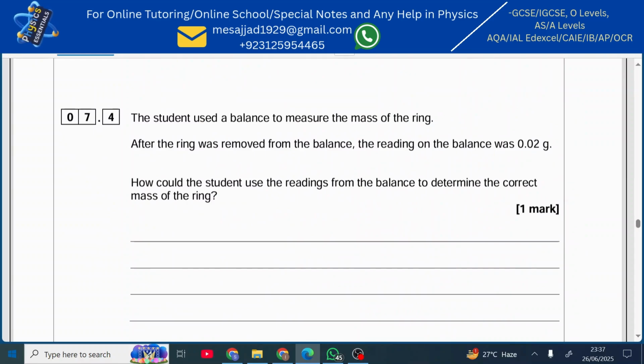The student used a balance to measure the mass of the ring. After the ring was removed from the balance, the reading on the balance was 0.02 grams. How could the student use the readings from the balance to determine the correct mass of the ring? If you have not placed anything and it is giving you 0.02, it means it is an additional mass which has to be subtracted from the measured mass. Okay, subtract 0.02, which is additional mass, or zero error. Subtract 0.02 from the measured mass.